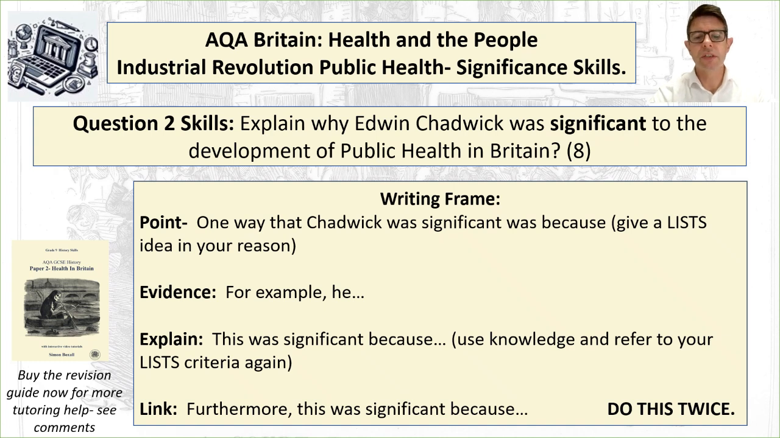We're going to give some evidence. For example, we did this and say what Chadwick did. Chadwick did his report into the sanitary conditions of the poor. So this was significant because, and then I'm going to explain the impact of that. If we need to do it furthermore, then we're going to try and do that. We'll try and do it once if we can over our 2 paragraphs to try and give some complicated ideas if we want to get to the top band marks.